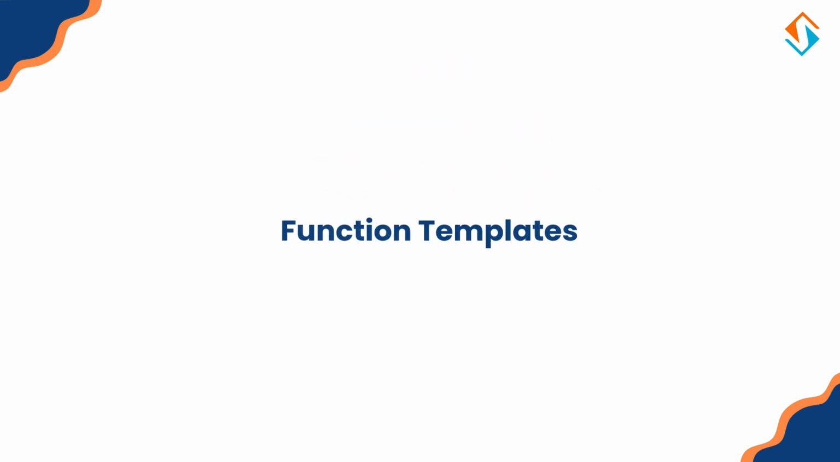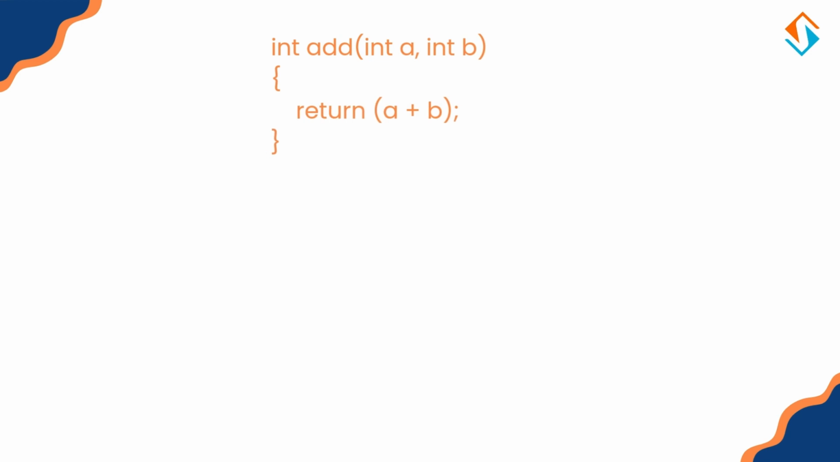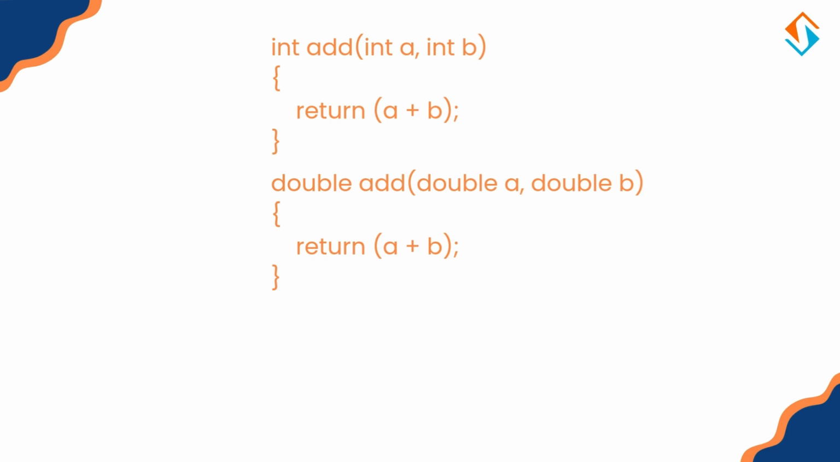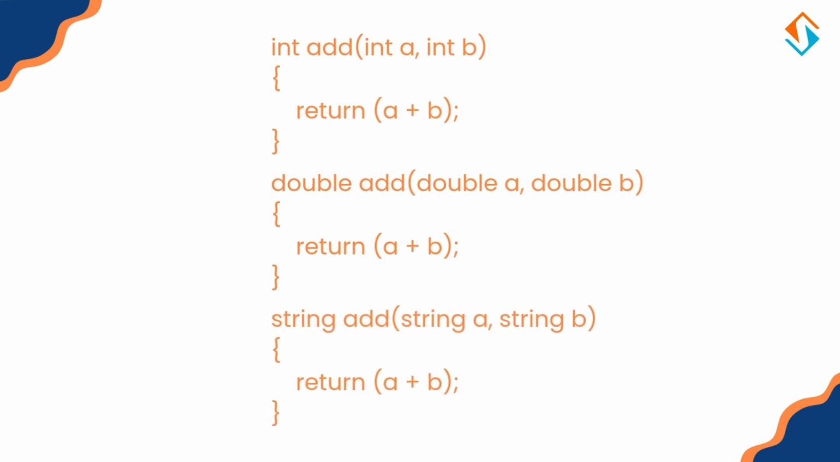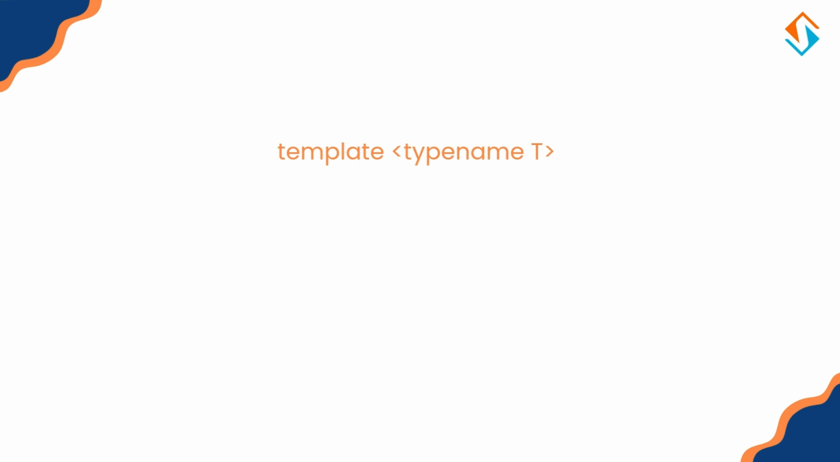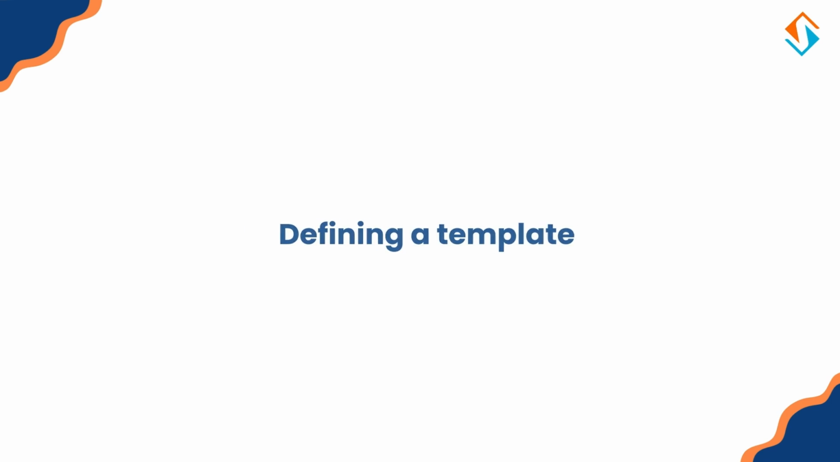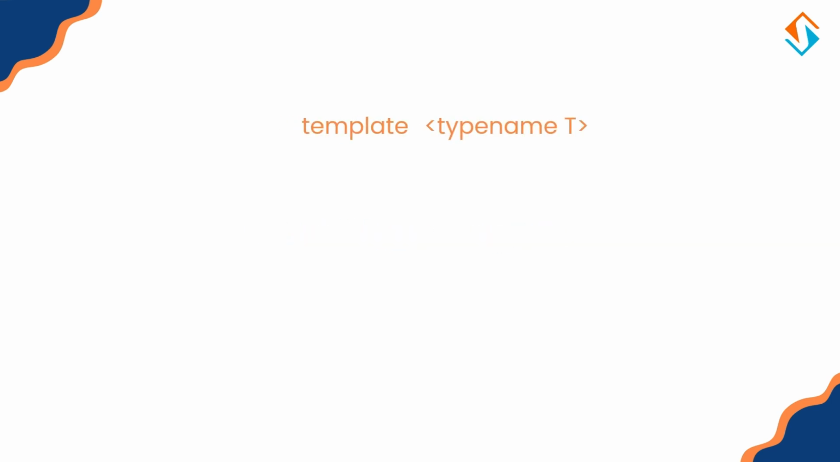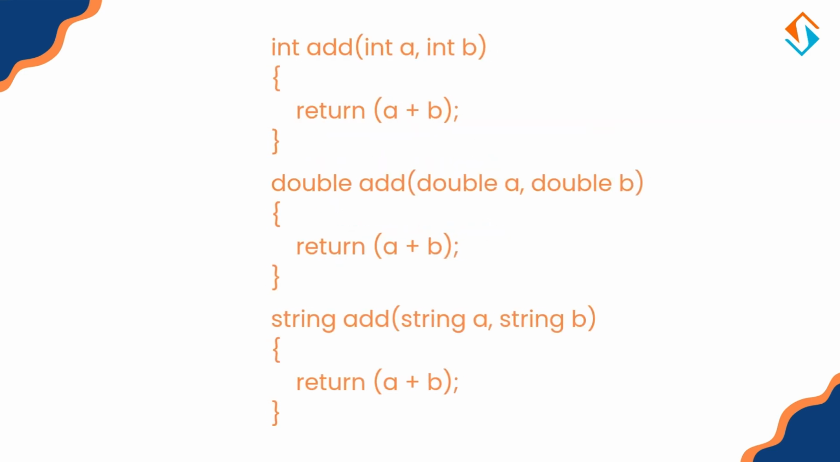Let's start with function templates. Imagine writing a function for adding 2 integers, another for adding 2 doubles, and yet another for strings. That's a lot of repetitive code, right? Function templates solve this problem by allowing you to write one generic function that works with any type. We can define a template by using the template keyword and then typename T. Here T is the data type that will be used when the function is called. See how that one template function works for integers, doubles, and even strings. That's the power of templates.